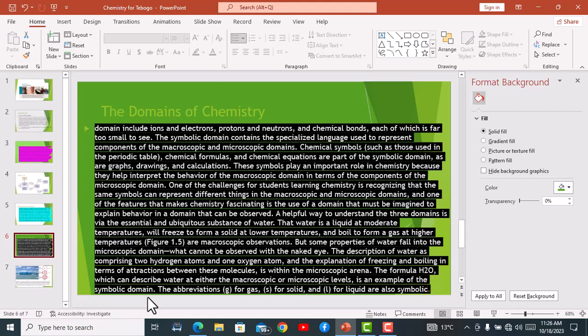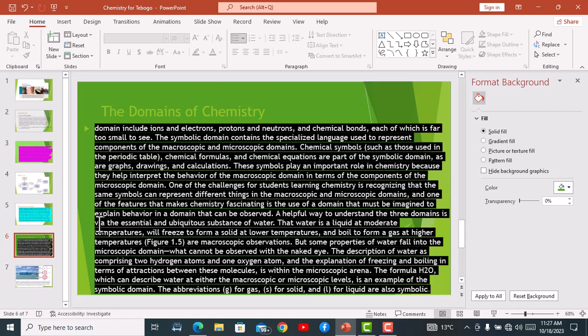The formula H2O, which can describe water at either the macroscopic or microscopic level, is an example of a symbolic domain. So whenever we are speaking of H2O as a molecule, we are looking at an example of a symbolic domain, because this is a symbol. H2O is a symbol. The observations of H2O as a gas, as a solid and as a liquid are all symbolic. So when we say the abbreviation G, which stands for gas, S, which stands for solid, and L, which stands for liquid, these are also symbolic.